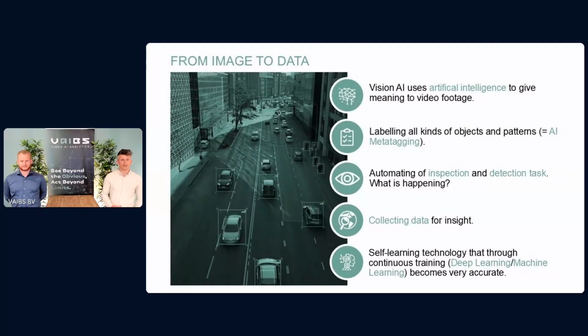When we take a look at this technology, Vision AI brings you from image to data. It uses artificial intelligence to give meaning to video footage. It does this by labeling everything that happens and is recorded in the field of view of the camera. So the technology says this is a car, this is a person, maybe it's a tree or a certain pattern or an animal. And by using this technique, it can really understand what's happening. Because of that, it automates inspection and detection tasks a control room operator normally has to do.